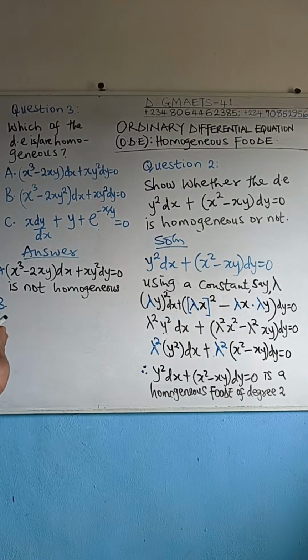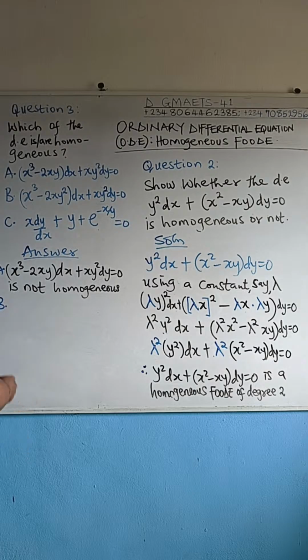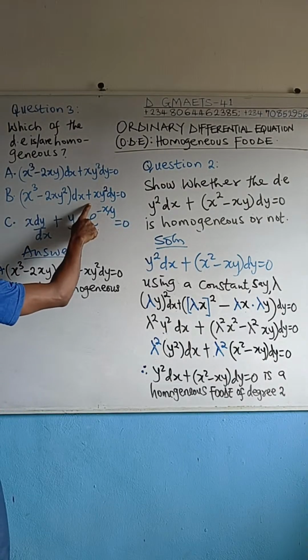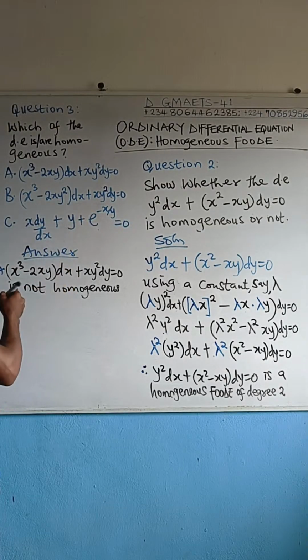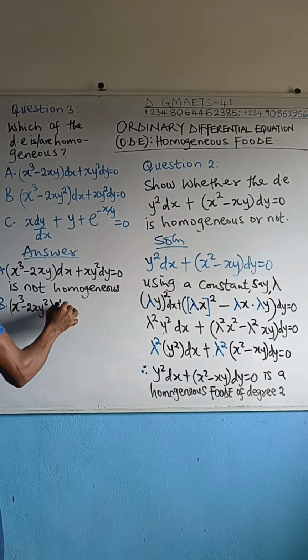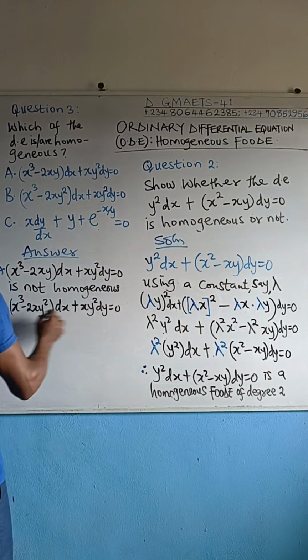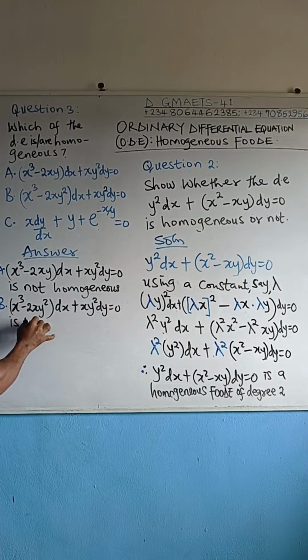Now let's prove that this is not homogeneous before we look at B. Let's identify them before I prove. B, I've explained that this is homogeneous of degree 3 already, so I'm going to write x cubed minus 2xy squared, and then dx plus xy squared dy equal to 0 is homogeneous.